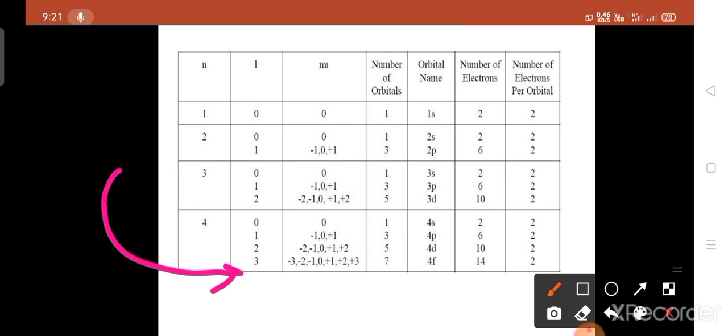And when the value of L is equal to 3, means what? There is an f subshell present, since the principal quantum number is 4, and by using this formula the corresponding number of orbitals is 7, and the possible values of ml are minus 3, minus 2, minus 1, 0, plus 1, plus 2, plus 3.